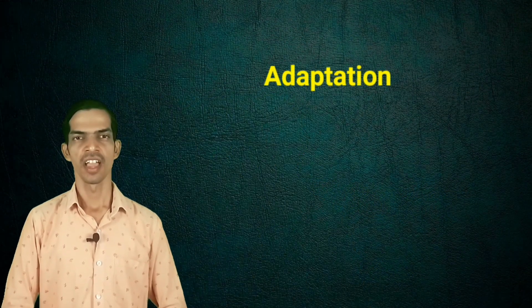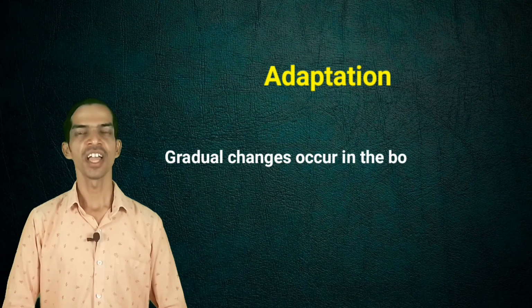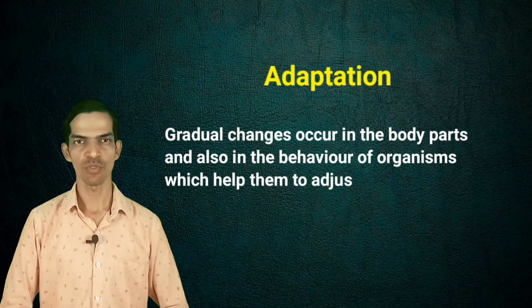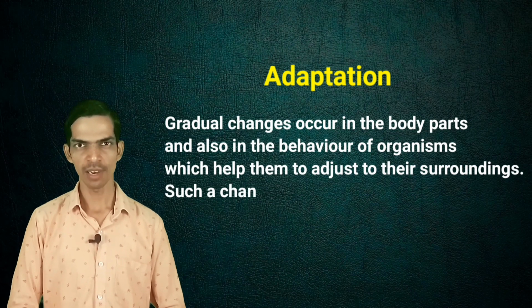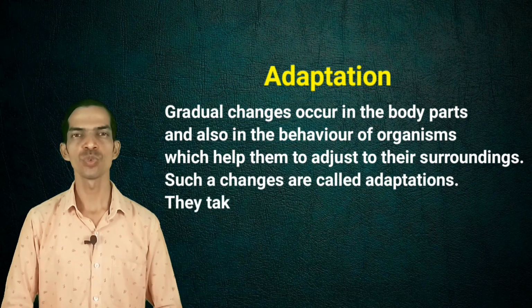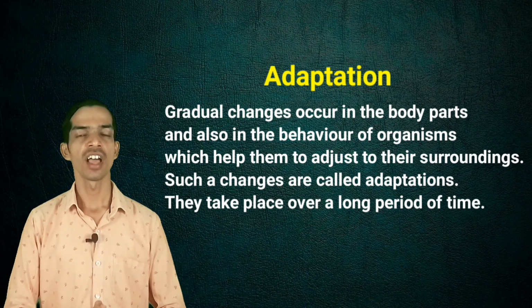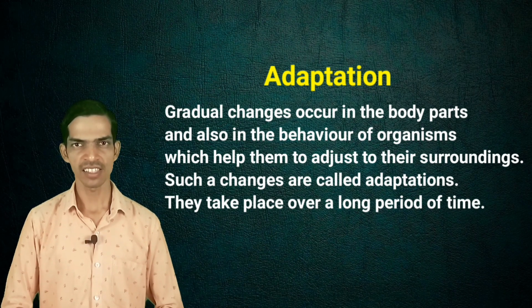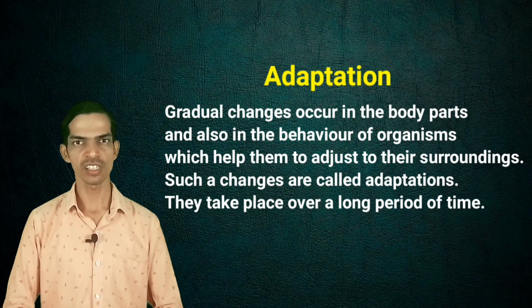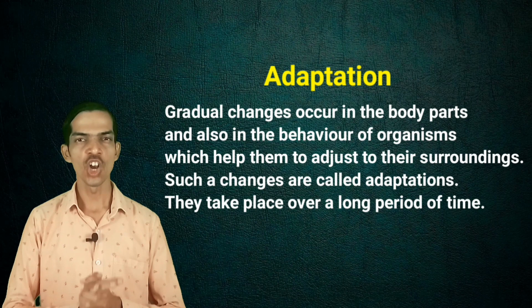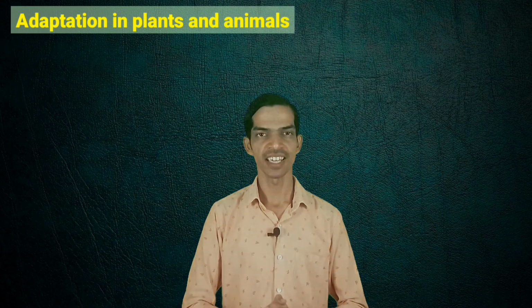Adaptation. Gradual changes occur in the body parts and also in the behavior of organisms, which help them to adjust to their surroundings. Such changes are called adaptations. As these are gradual changes, means slow changes, they take place over long period of time. Let's study the adaptation in plants and animals.